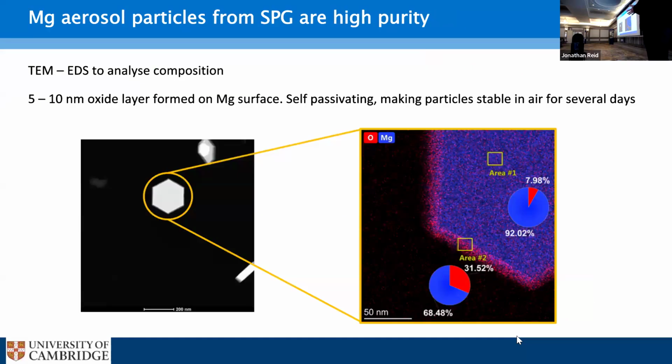Finally, we looked at some of the particles under TEM EDS to look at their composition. We found they're quite pure. They tend to have a very small oxide layer on their surface, about 5 to 10 nanometers thick. But magnesium is actually quite reactive, and so this layer acts to self-passivate the particles, and they can be stable in air for several days. So we can take these samples and give them off to our collaborating partners, and they can look at their plasmonic response.